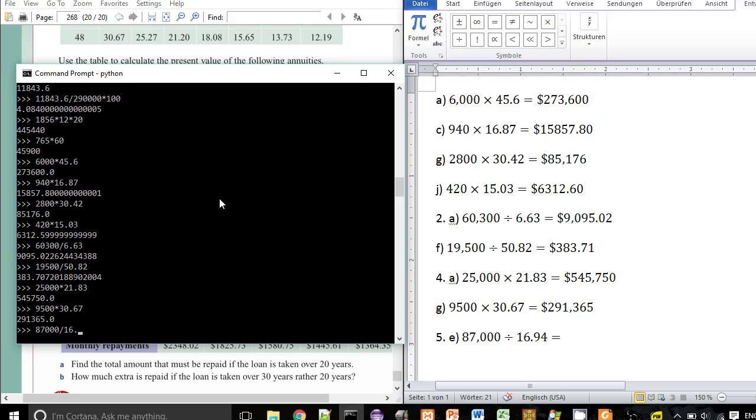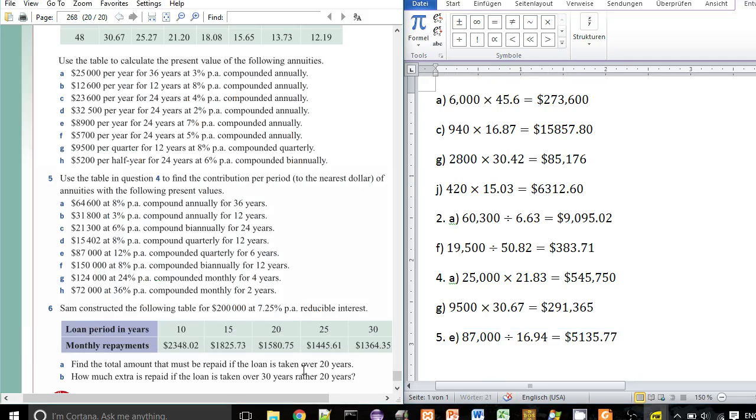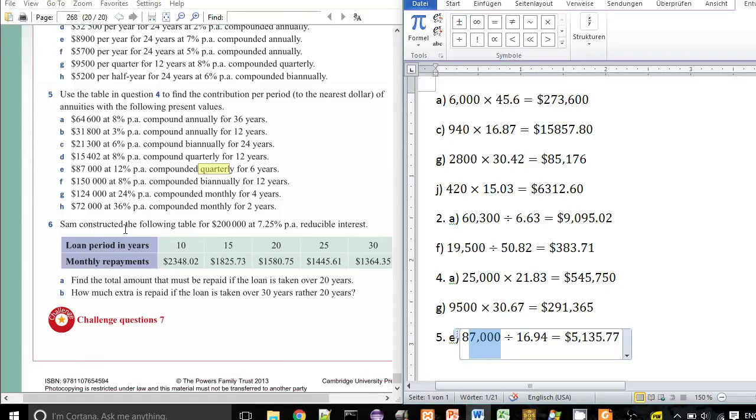So working backwards. Alright. Gee, that's a fair bit. 5135.77. Does that make sense? I guess 87,000 is a fair bit. And that was only 6 years. Only 4 times a year, so I guess you've got to put in 5,000 every time if you're going to end up with 87,000 after only 6 years. Alright, last one.